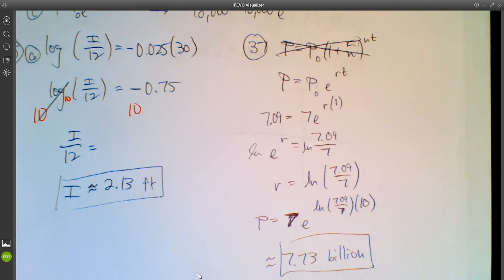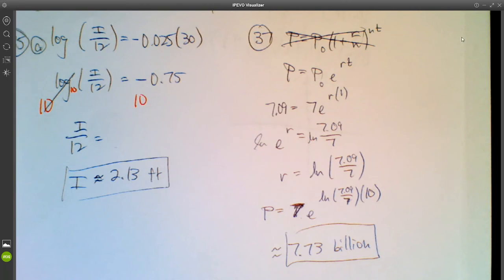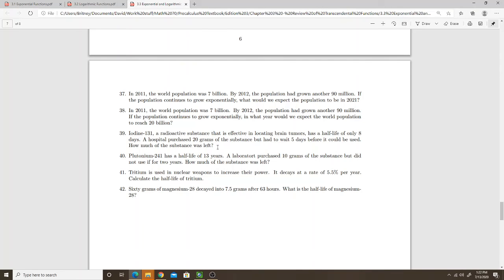So I should update this problem, especially since 2021 is next year. It's 6 months away. Okay, but that was 37. And then 39 and 41, I think they're both half-life problems in some sense, right? So 39 says iodine 131, a radioactive substance that is effective in locating brain tumors, has a half-life of only 8 days. The hospital purchased 20 grams of the substance but had to wait 5 days before it could be used. How much of the substance was left?